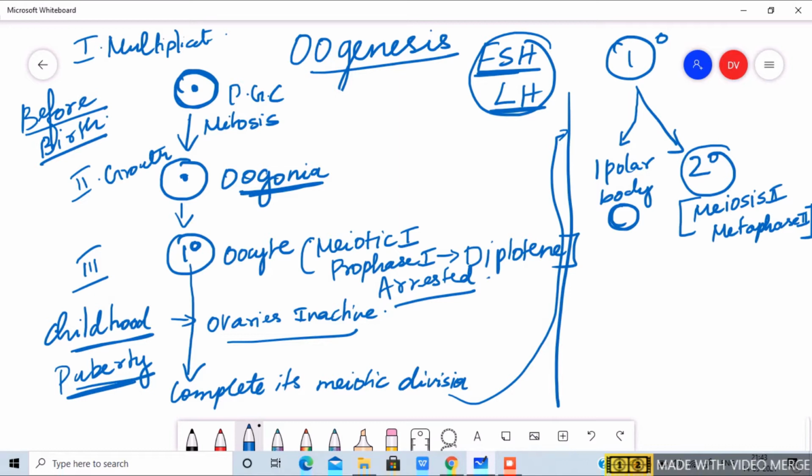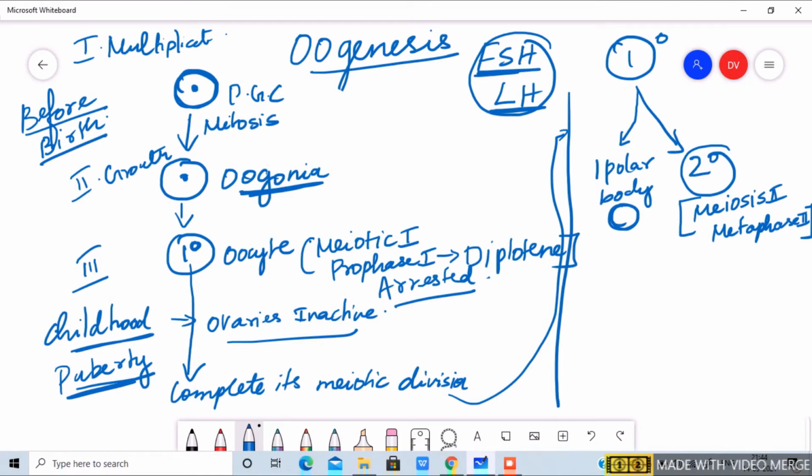Which means you should not say that the ovum is getting released into the fallopian tube. That is a very wrong statement. Secondary oocyte is what is getting released into the fallopian tube. Alright, guys. You can call the secondary oocyte a mature egg cell, because it has to just complete meiosis 2. That's it. So that secondary oocyte is released during ovulation to the fallopian tube.